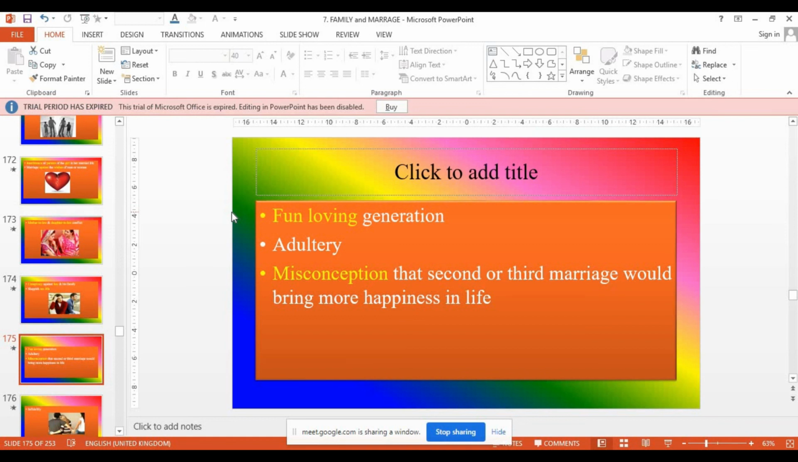Then the fun-loving generation. Students, at the time of marriage, everybody likes to marry for fun. But after the marriage, what will happen? Till one child is born, the fun goes on the same. But after the child is born, the same kind of fun declines and another kind of fun will come, as the child will be included. What will happen? Husband and wife expected that we need the same kind of fun.